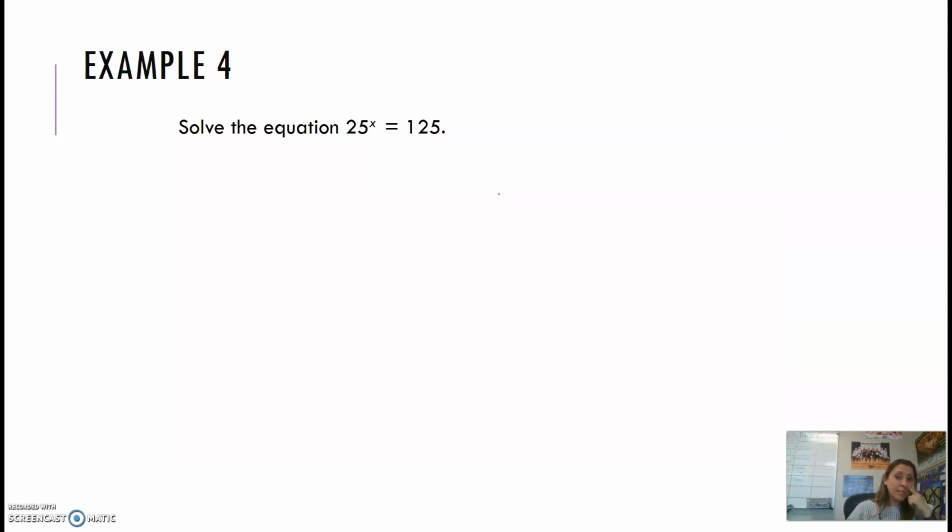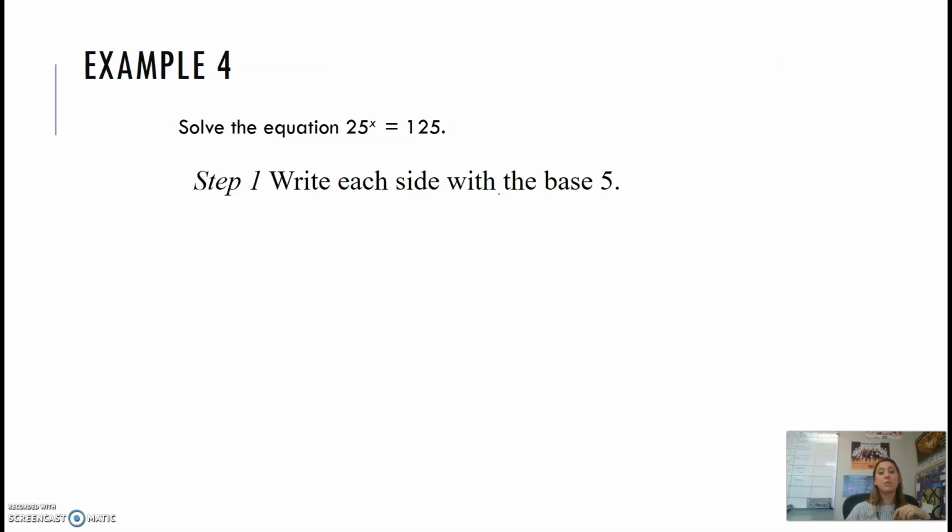All right, so we're going to solve 25 to the x is equal to 125. So step 1, we're going to write each side with a base of 5. The reason why we want a base of 5 is because I know that I can rewrite 25 as 5 squared, and I can rewrite 125 as 5 cubed. I don't know if I could use 25 as a base, because I know 25 times 3, but that doesn't help me with powers. So we want to be really careful with that.